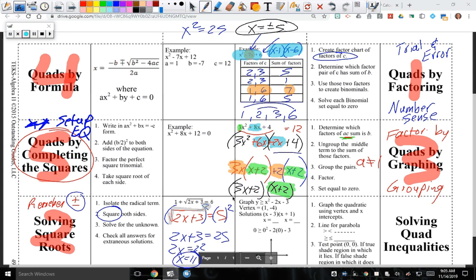So those are your two factors. And yes, we would set equal to 0. All of these we would set equal to 0 and solve for x. Okay?